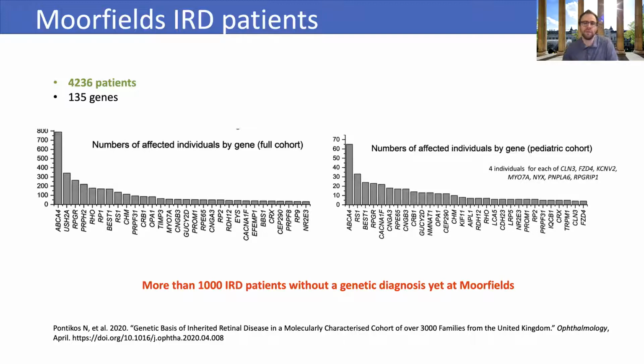However, one important thing is that these patients only represent 70% of all the IRD patients seen at Moorfields. So there's over 1,000 patients for which we do not have a genetic diagnosis, even at Moorfields, which is one of the leading centers for IRD studies.